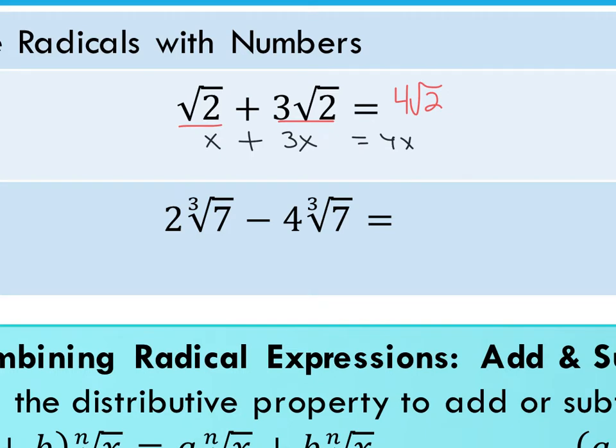If we look at the next one, notice we have 2 cube root of 7 minus 4 cube root of 7. Well, think of it as like 2x minus 4x. And we're going to say negative 2 cube root of 7.